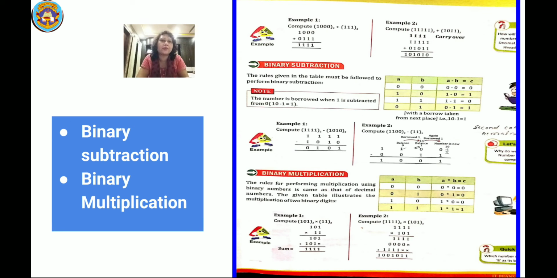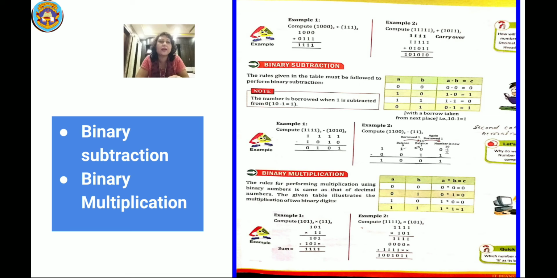Then binary subtraction is the same as decimal subtraction. That is 0 minus 0 is 0, 1 minus 0 is 1, 1 minus 1 is 0, and 0 minus 1 is 1. If you have to subtract 1 from 0, we have to borrow 1, and it becomes 10. So 10 minus 1 is equal to 1. This is how we do the subtraction.